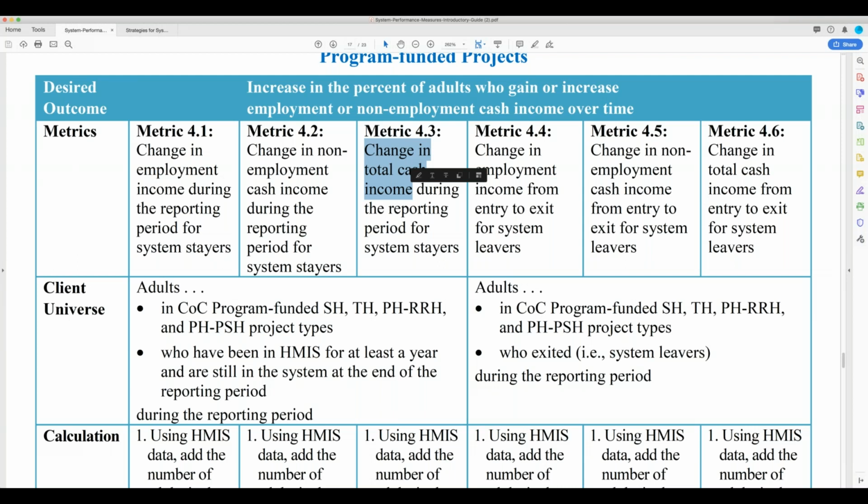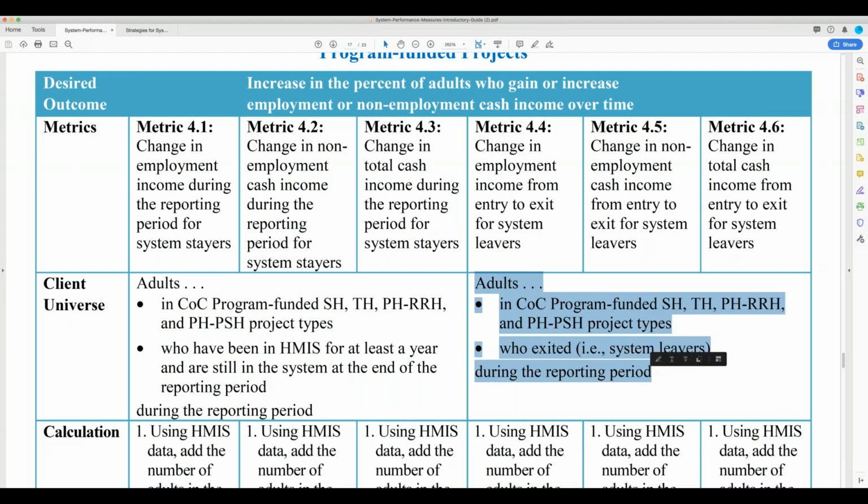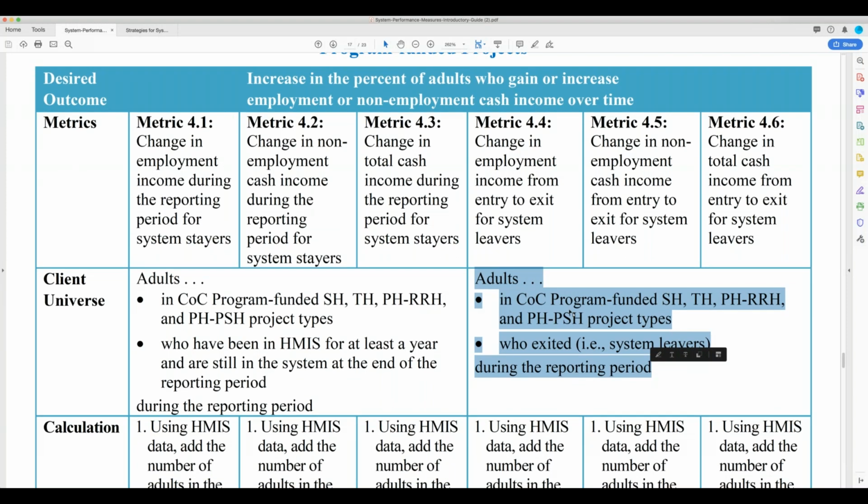So that's the combination of these two things, just overall income during the reporting period. And it's the same over here, the same three breakdowns. So employment, non-employment, and total. But in this case, this is not just for adults in CoC funded projects, but specifically for leavers. It's for folks who exit whatever projects they've been in and leave the HMIS during the reporting period.